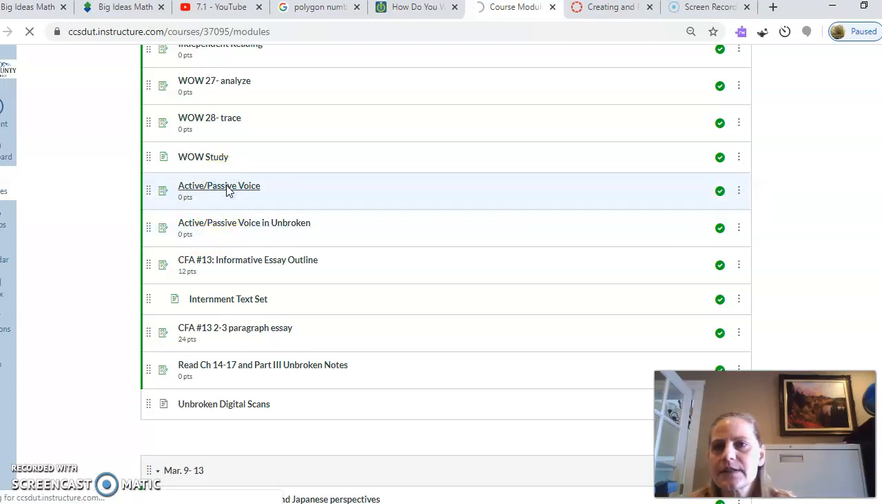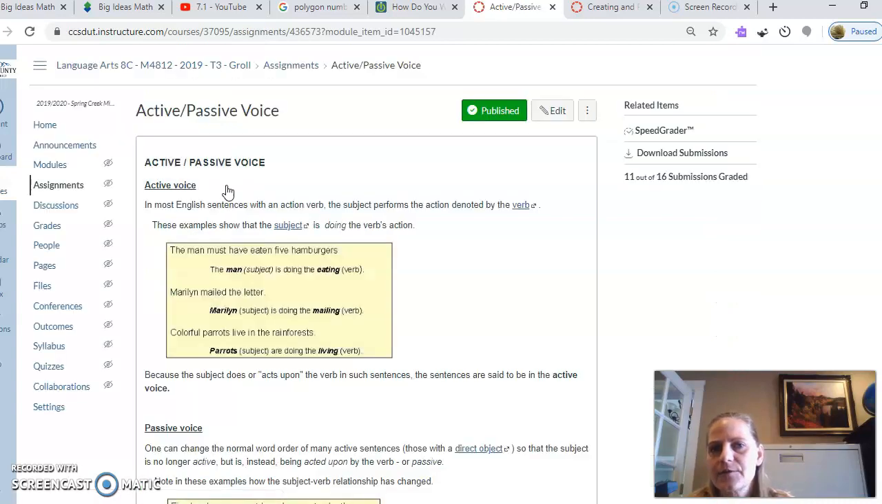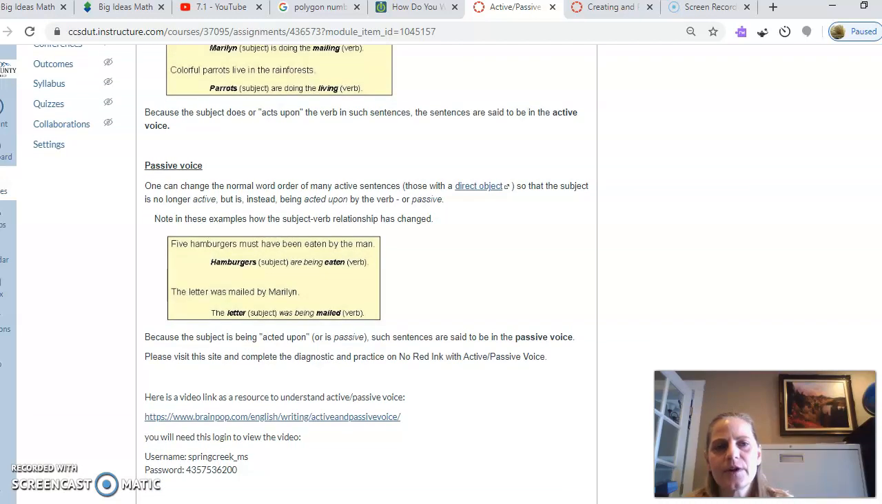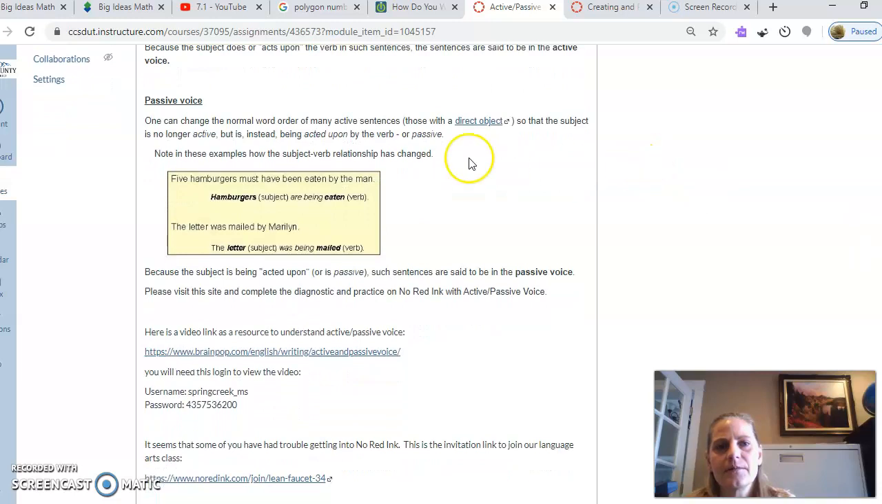So first is just understanding what active voice is versus passive voice. Essentially, it's about what the subject of the sentence is, and it changes where the emphasis of the sentence is placed. In active voice, it's the subject that is doing the action of the sentence. So it puts the emphasis on that subject of the sentence. Passive voice is where something is being done to the subject.